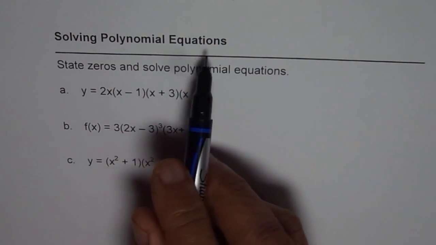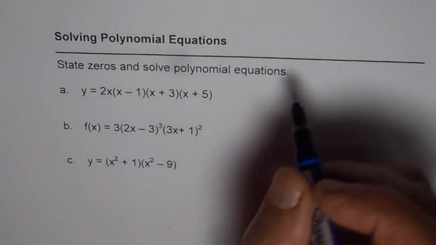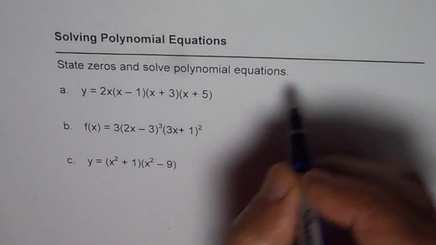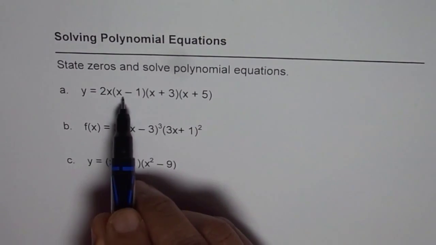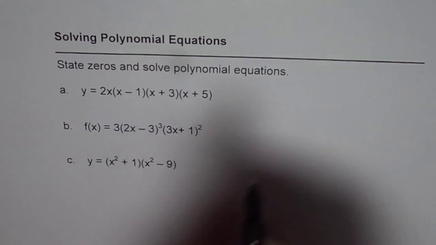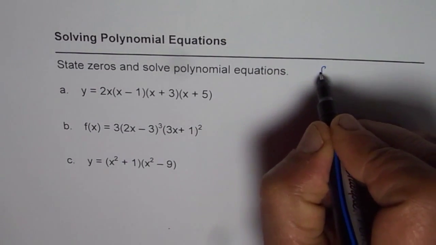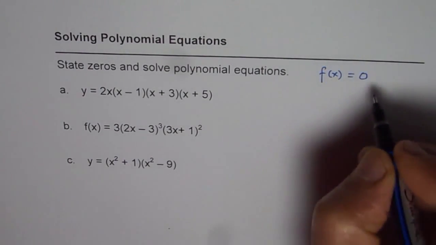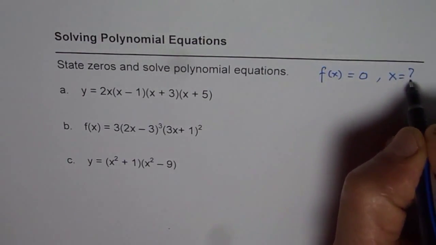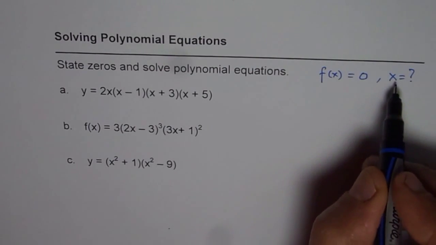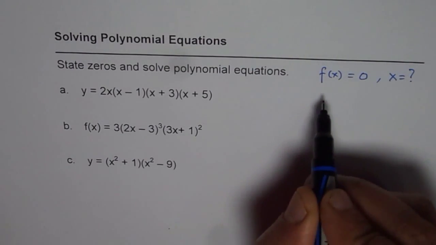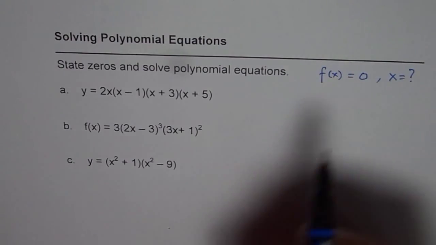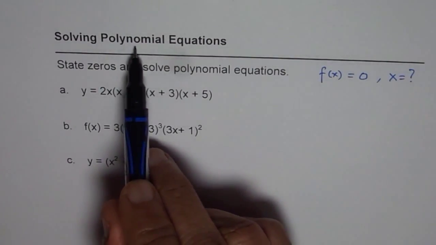Now solving polynomial equations really means to find the value of x so that the value of the function is 0. So in general we are trying to equate the function to 0 and find for what value of x. So we try to find the value of x which will make the function 0. That is what we mean by saying solving a polynomial equation.